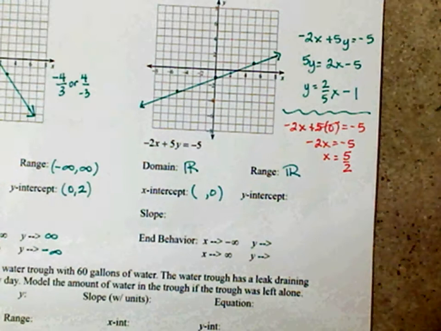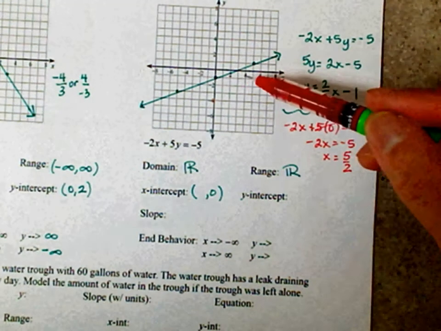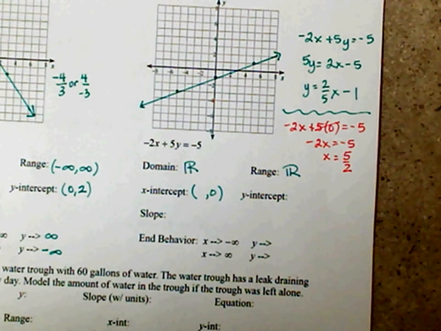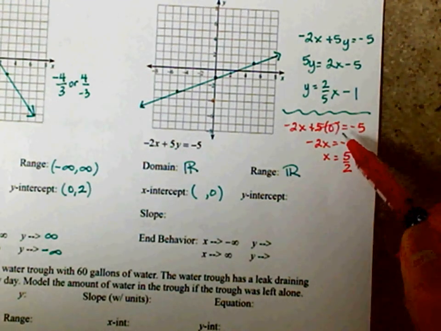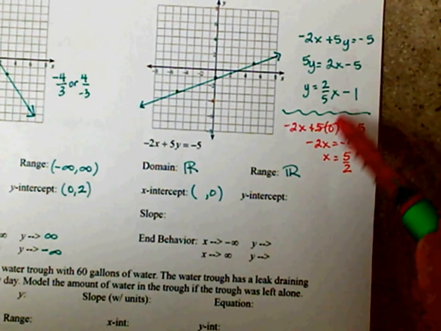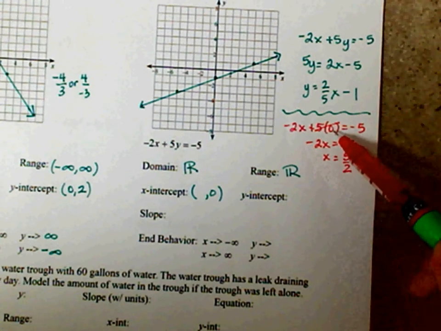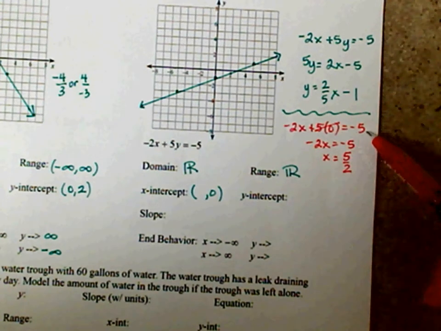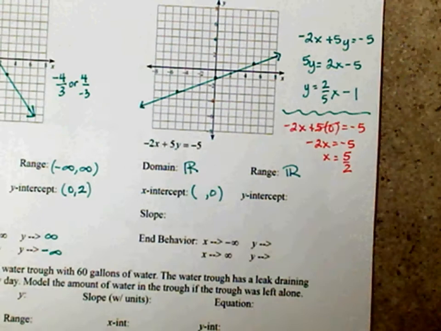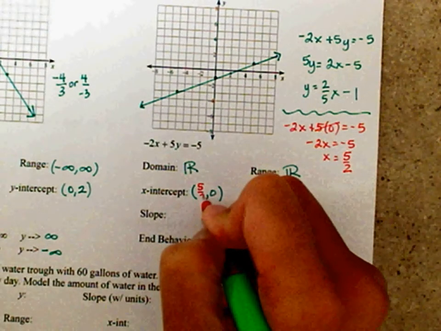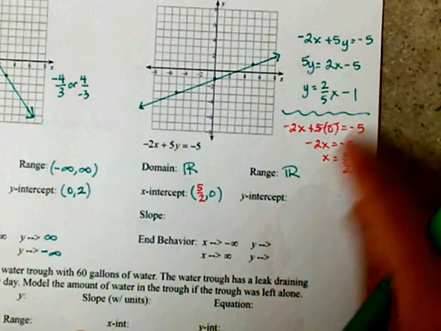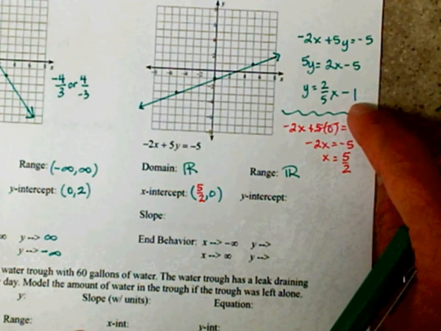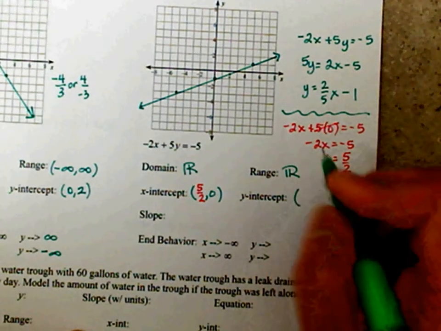Now, if you look, it does look like 3, right? But it is not 3. Okay, let me check my math. My y is 0. Negative 2x plus 5 times 0 is equal to negative 5. Okay, my math is correct. So this is 5 over 2. Your y-intercept is always the constant in your slope form. So this is 0, negative 1.